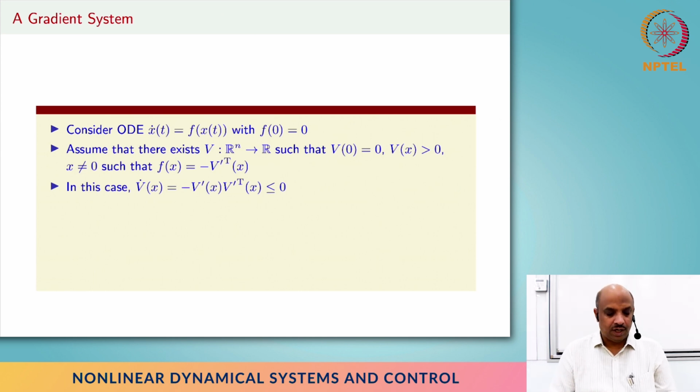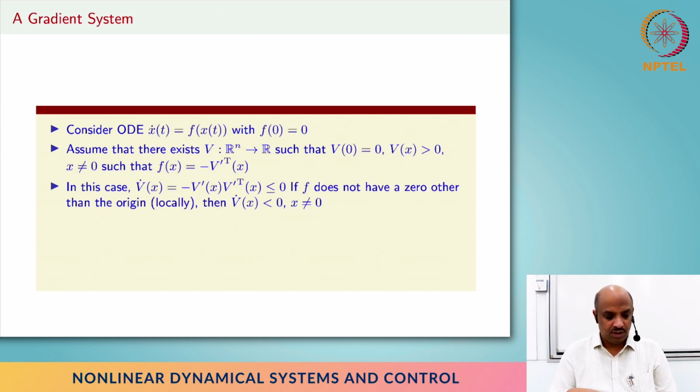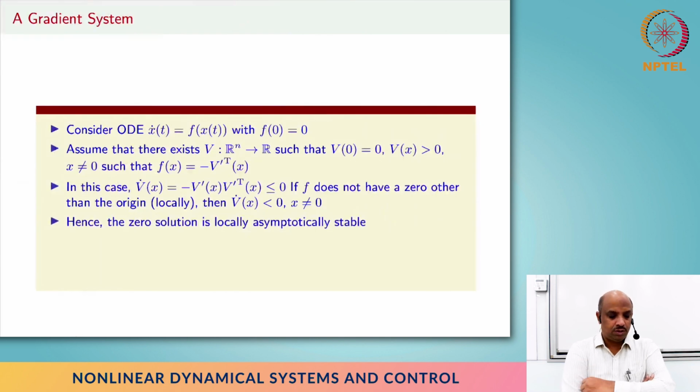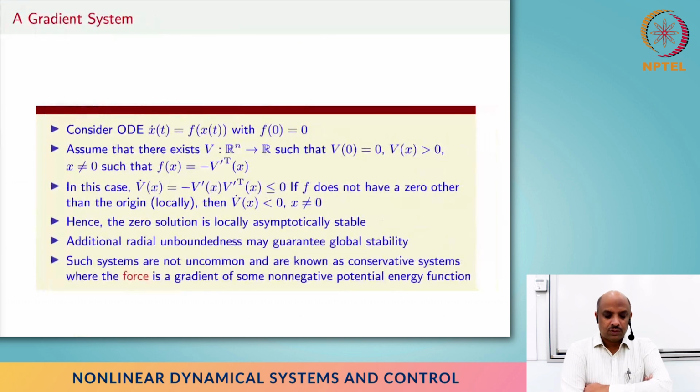We are done. If we have this particular property, f of x equal to minus v prime transpose for some positive definite function v, then we have Lyapunov stability, and we can get asymptotic stability also if we can somehow show that v dot is strictly less than 0. But you can use LaSalle's theorem to also show asymptotic stability, right? And if you have radial unboundedness, you may have a guarantee of global stability and things like that, right?